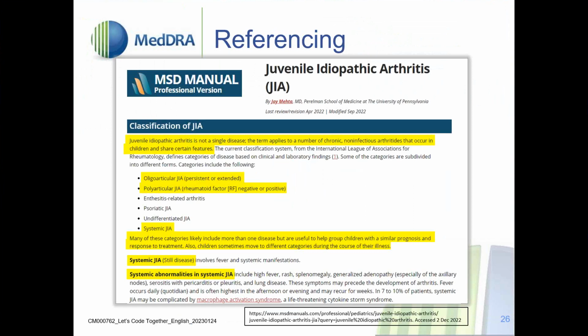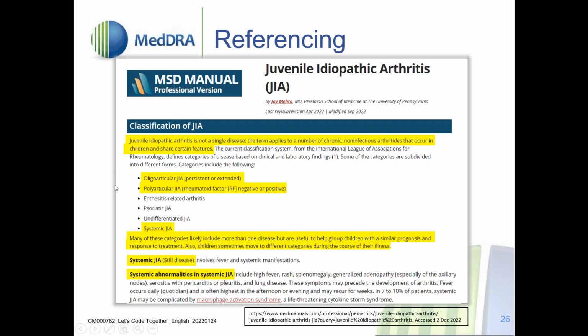So it's really helpful to use if you're not fully clear about the medical concept, what kind of signs and symptoms are related to a given diagnosis, etc. So we can see here that juvenile idiopathic arthritis, or JIA, is not a single disease, but is used for a number of chronic, non-infectious types of arthritis that occur in children and share certain features. The three main types of JIA are the systemic JIA, the oligoarticular JIA, and the polyarticular JIA.